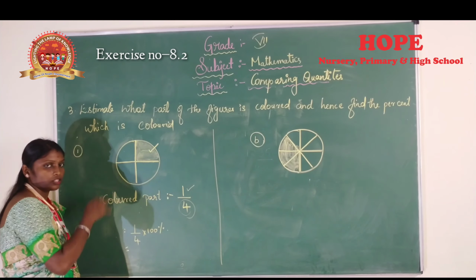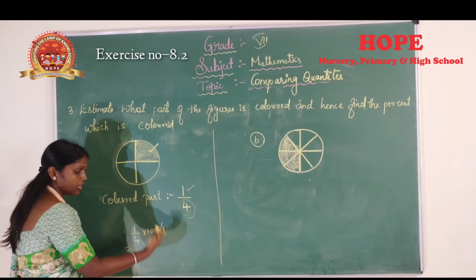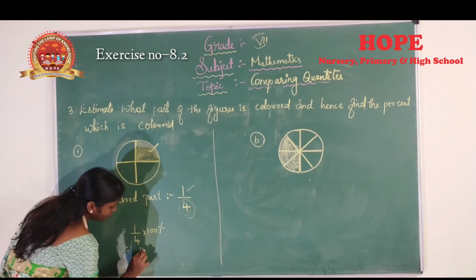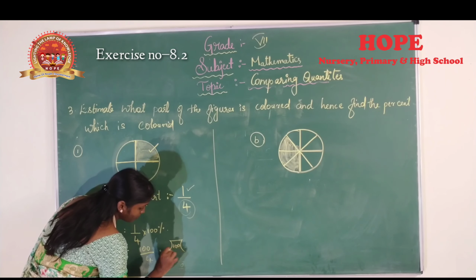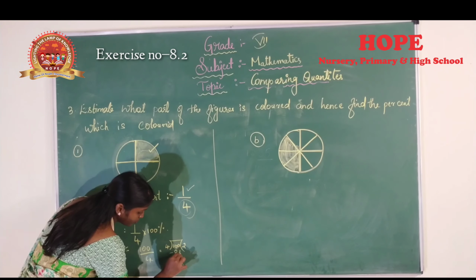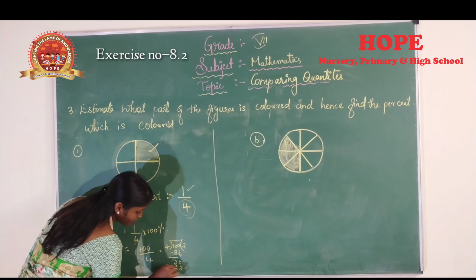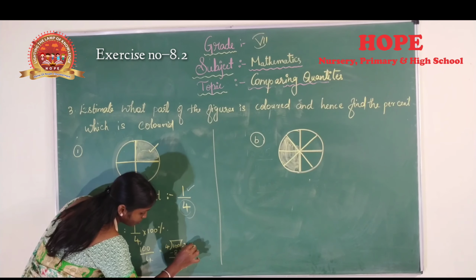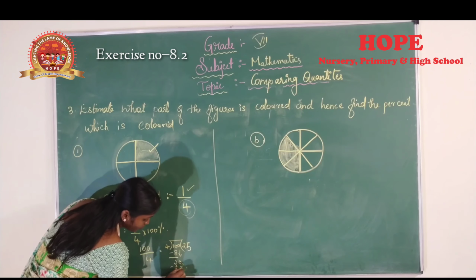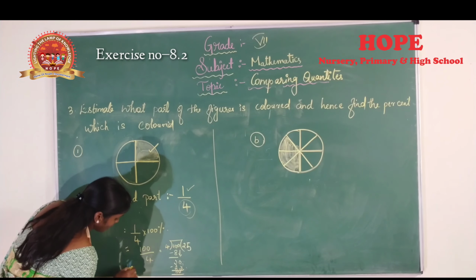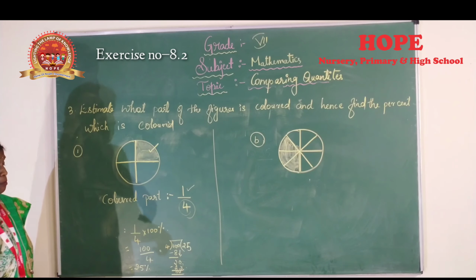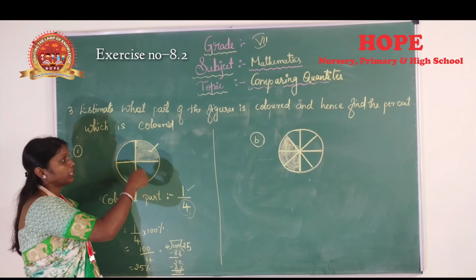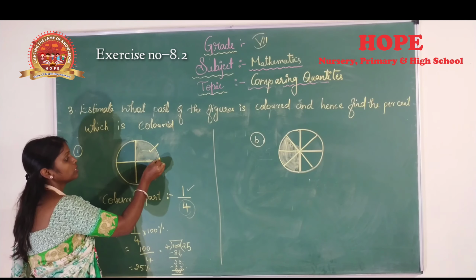The same process we follow to convert fractions into percentages, we are following here. This becomes 100 divided by 4. When you do the division, the answer is 25%. Okay, 25% of the circle is colored.